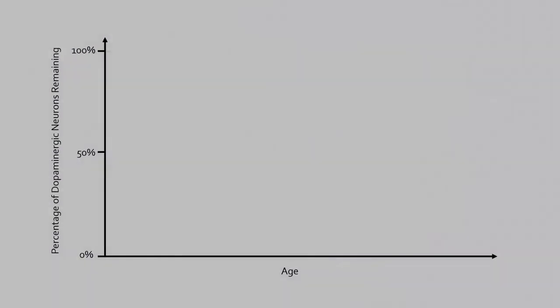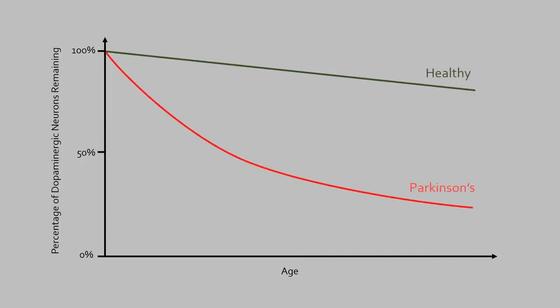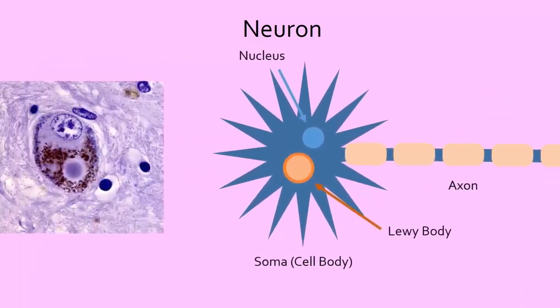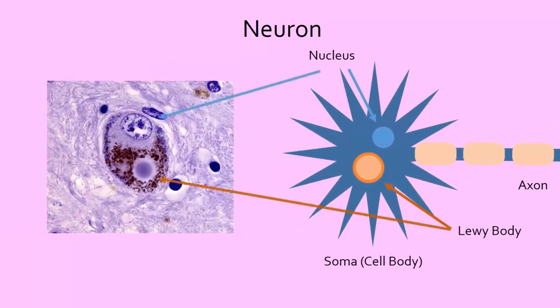In healthy people, these dopaminergic neurons slowly die out as age increases, but in people with Parkinson's, this decrease is dramatically accelerated. Scientists don't really know why these neurons die out, but brain autopsies show that within those neurons, there are clumps of proteins called Lewy bodies. Are these Lewy bodies deadly to neurons, or are they simply a result of some other unknown source of damage? Research is still going on to determine their function.